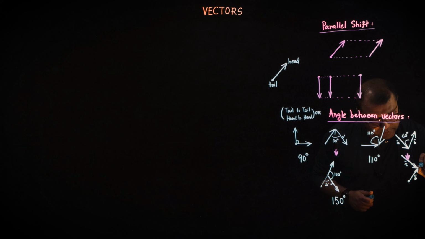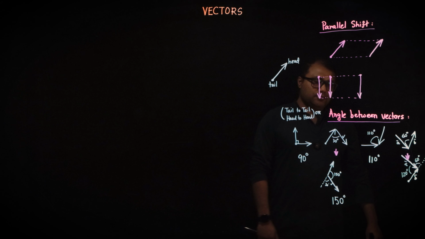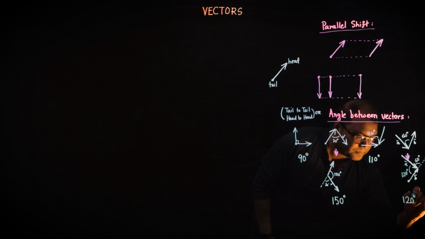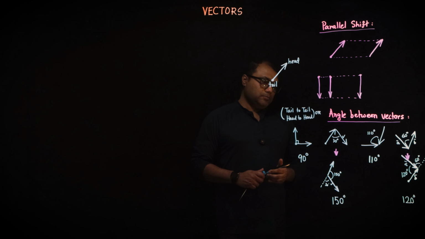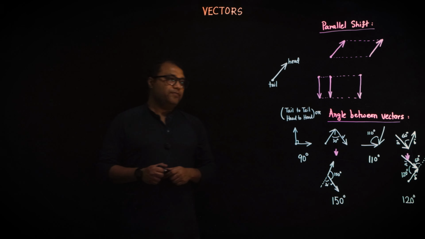So if I now extend this line, this would have been 60 degrees. So this angle is 120 degrees. So the angle between these two vectors is 120 degrees. Okay, so that is how we find the angle between vectors.